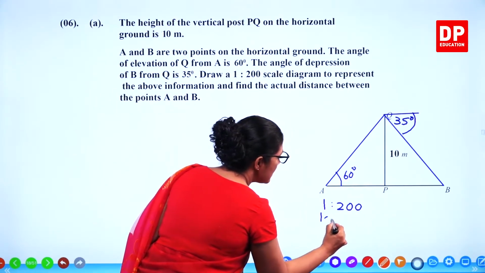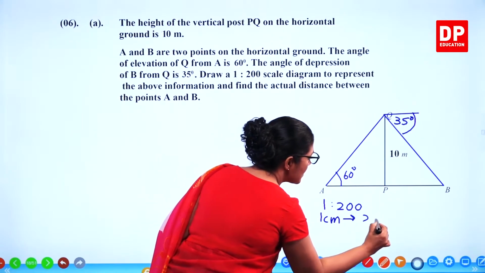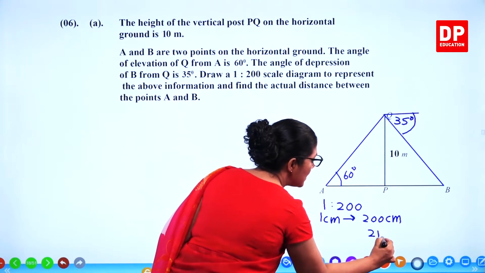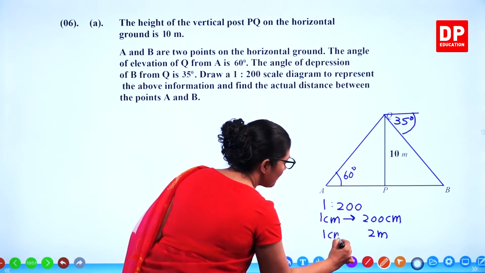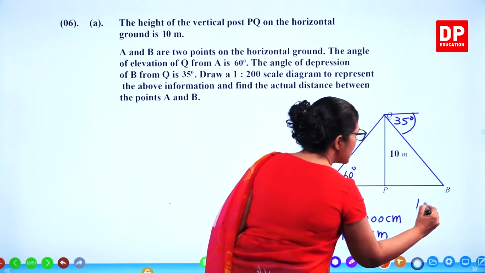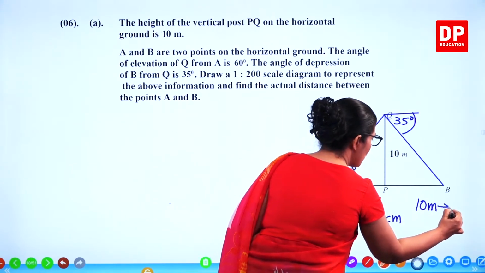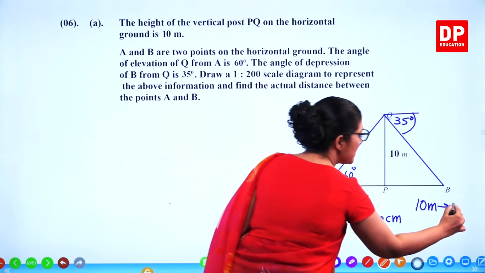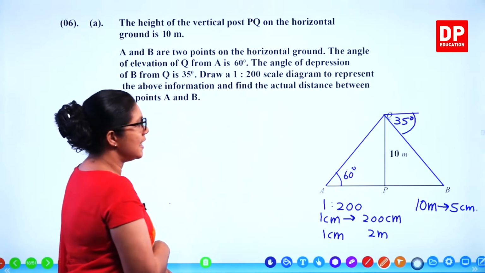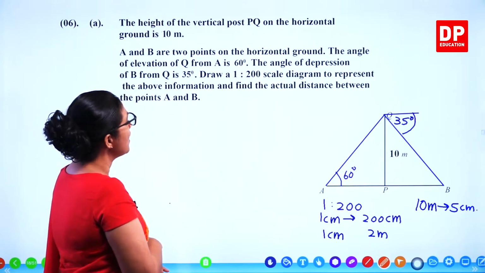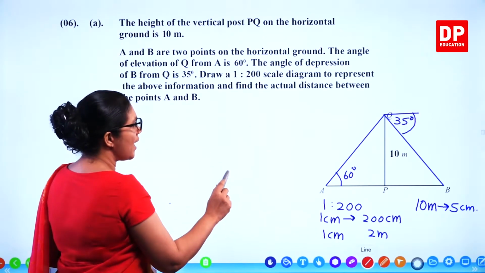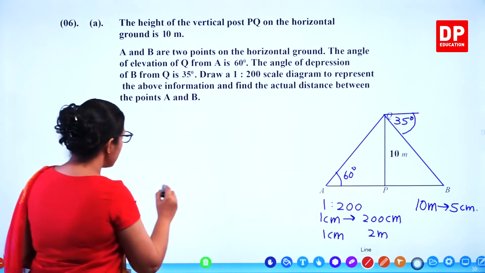That means 1 centimeter represents 200 centimeters. Divide by 100, that means 2 meters. So what about 10 meters? 10 meters means you have to take 5 centimeters. Divide by 2, you need 5 centimeter length. Now we can draw the scale diagram. So what is the first thing you can do? We can draw AB line segment.